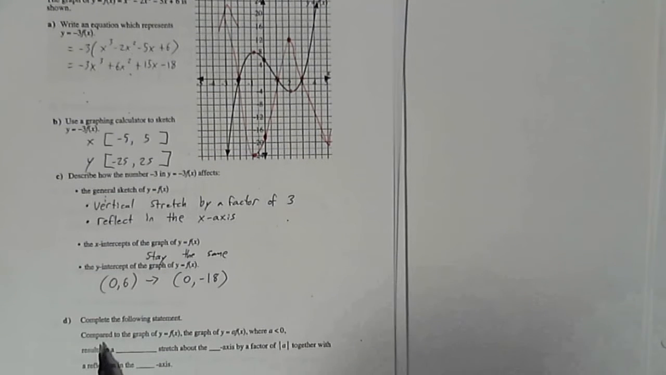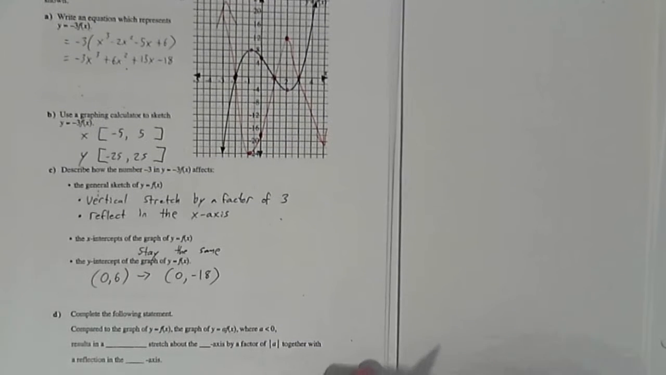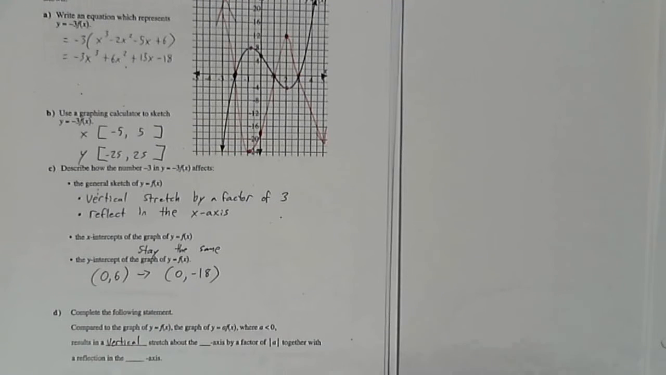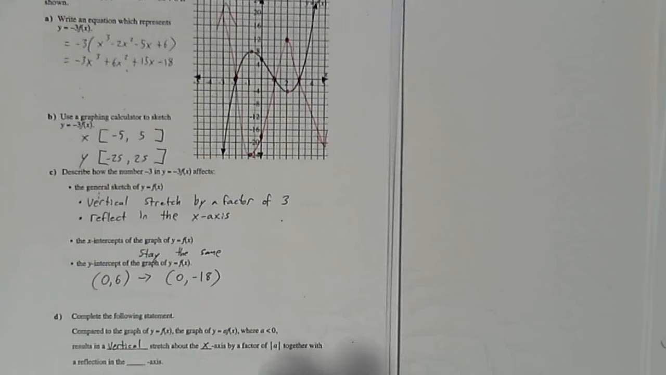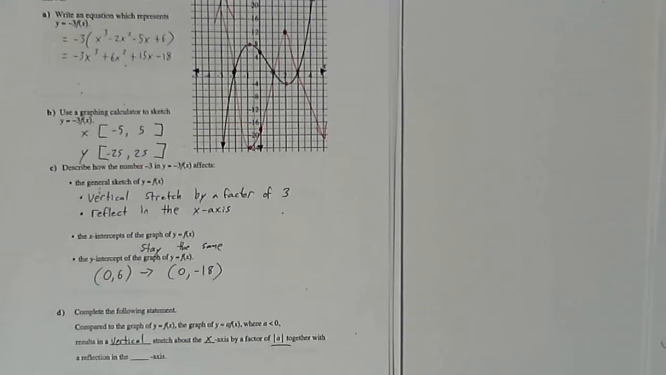Good. Complete the following statement compared to the graph f of x. If you add an a value where a is less than 0, so when a is negative, what happens? This results in a vertical stretch about the x-axis, so it's stretching it from the x-axis, that's what you're pulling it from, by a factor of the absolute value of a. So when we're talking about absolute value of a, we usually mean that as an amplitude. So basically it's just how much you're stretching it irrespective of direction. And then also a reflection in the x-axis, so two different things. Good.